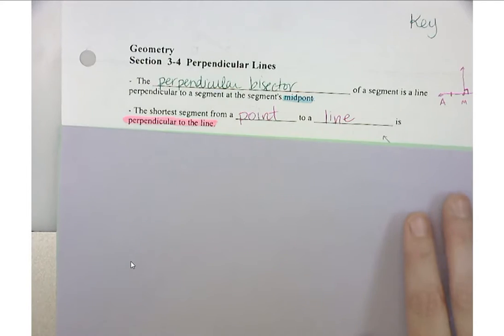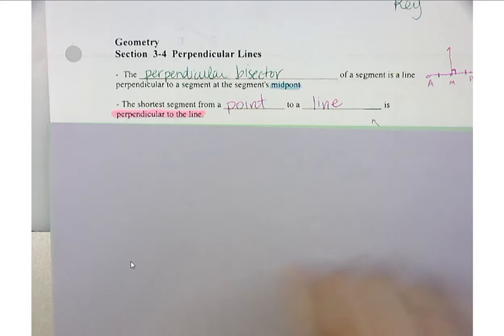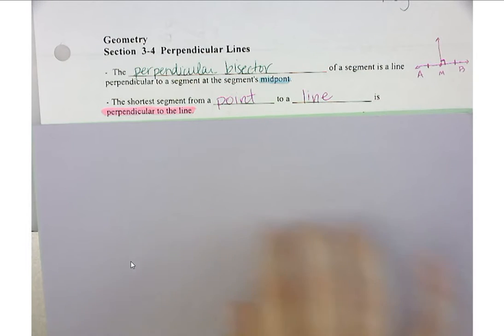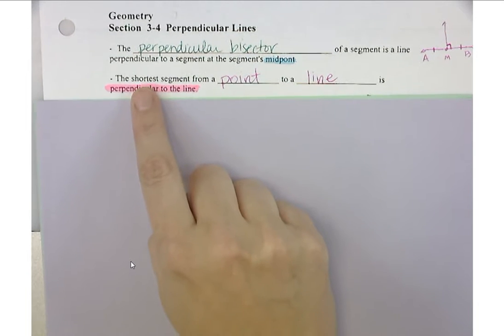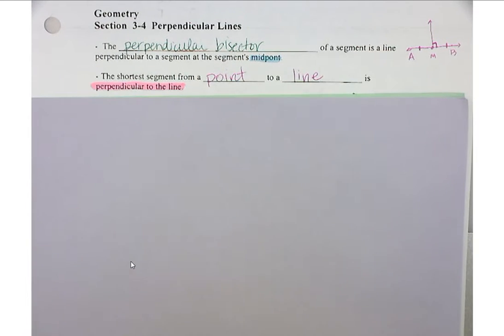Okay, all right, then the next part says the shortest segment from a point to a line is perpendicular to the line. Okay, so you've probably heard the shortest distance between 2 points is a straight line. Okay, it is actually a line that is perpendicular.